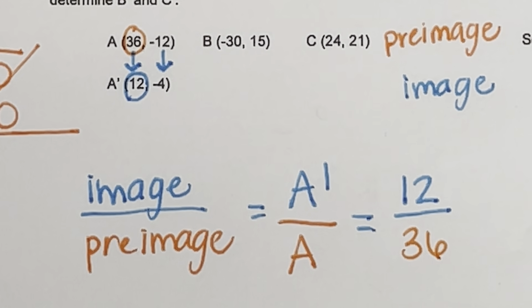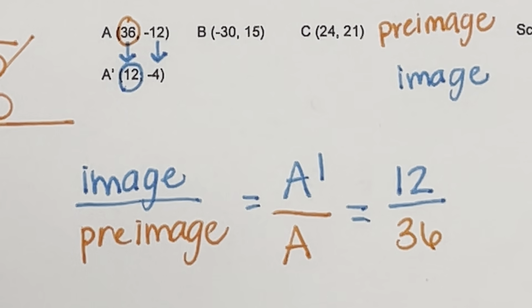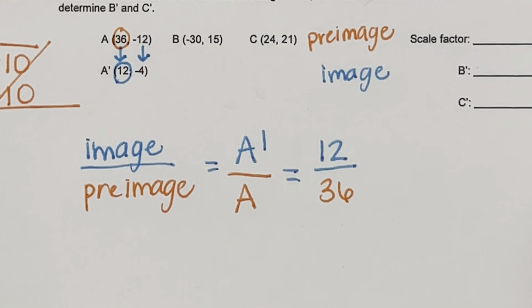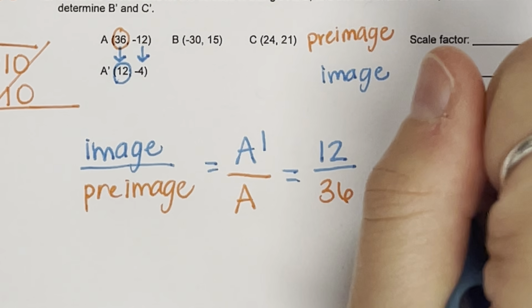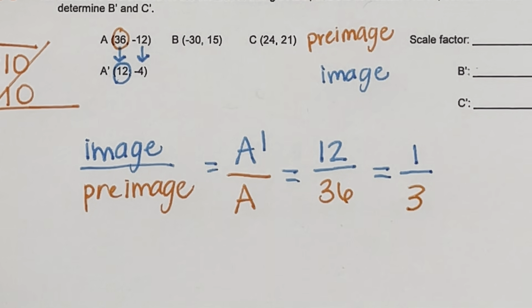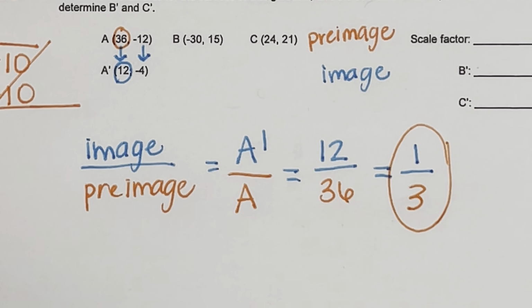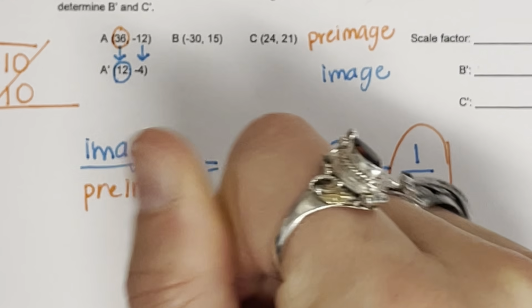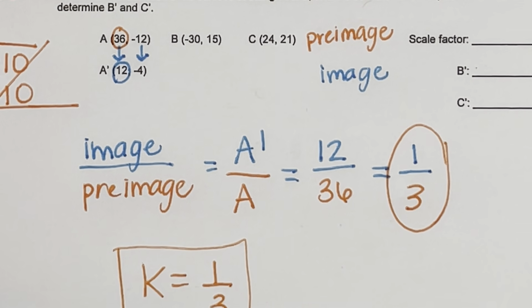I can reduce this because I can divide both of these by 12. So if I reduce, 12 divided by 12 gives me 1, and 36 divided by 12 gives me 3. So my scale factor is 1/3. My picture got smaller, which it did. So my scale factor, my k, is 1/3. Remember, we use k as our scale factor.